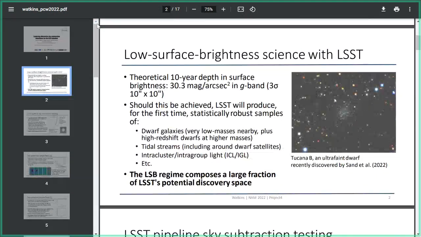So just to motivate this a little bit more, as I'm sure we're all aware as LSB people, the theoretical 10-year depth in surface brightness for LSST is something like 30 magnitudes per square arc second in G and R, and close to that in the other bands. So if we get even close to that, maybe we won't get it perfectly, but if we get close to that, then LSST will be the first survey to really produce statistically robust samples of things like dwarf galaxies, intracluster light, tidal streams, and lots of other things. So that means that the LSB regime imposes a very large fraction of LSST's potential discovery space.